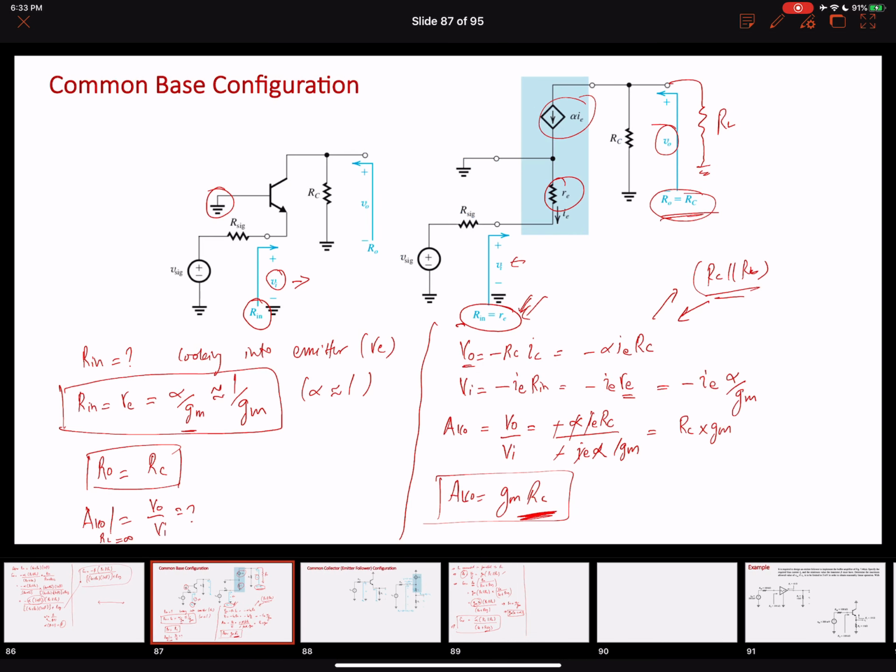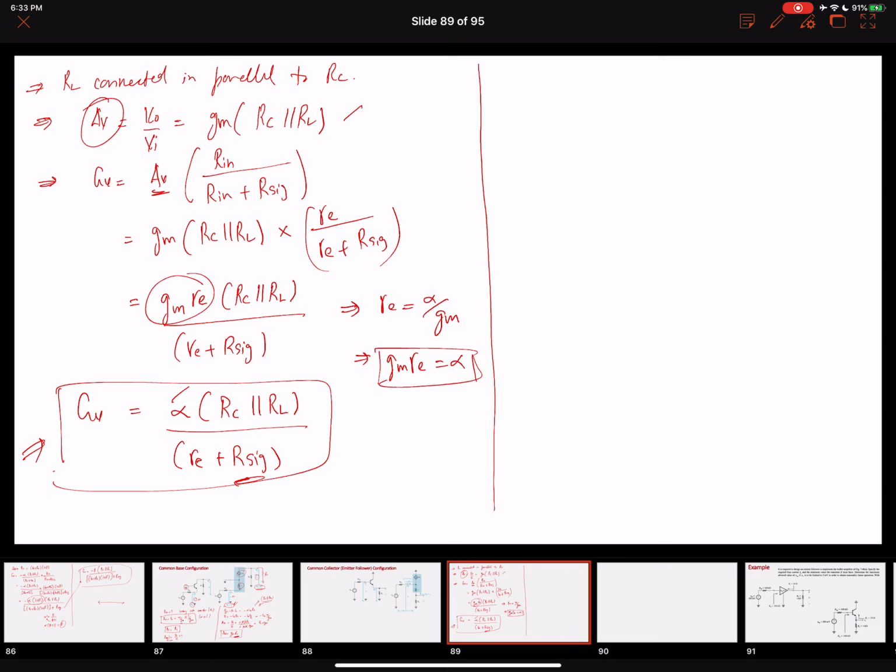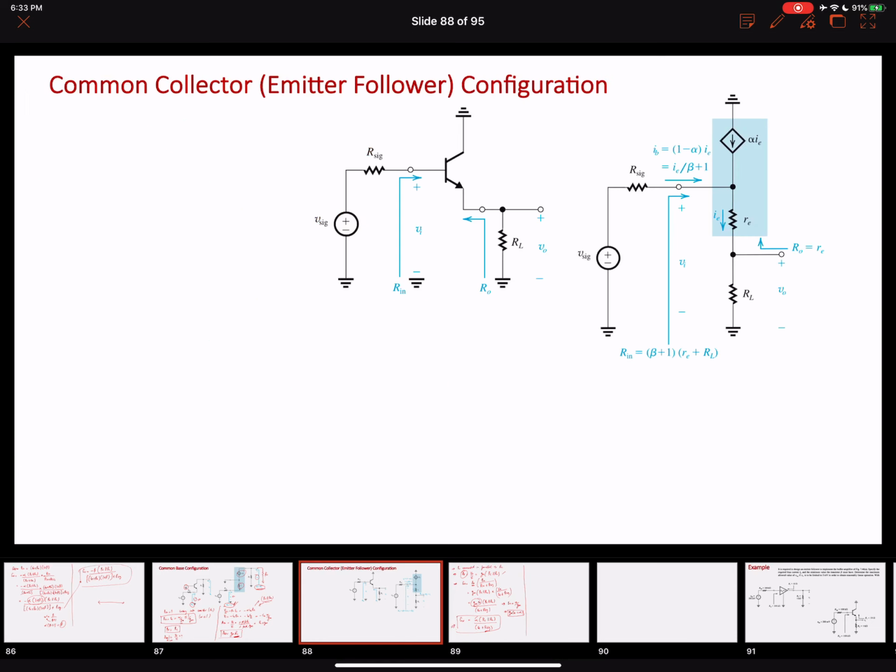So this was our common base. Now we have a common emitter. Again, this analysis is a common base analysis. I'm going to wrap up the slides when I upload them, and I will put them in the right order. Okay, let's do the common collector analysis. Over here, this is our common collector terminal.